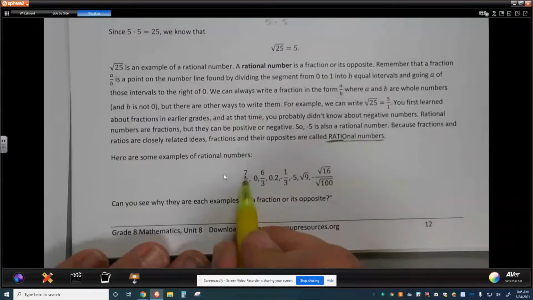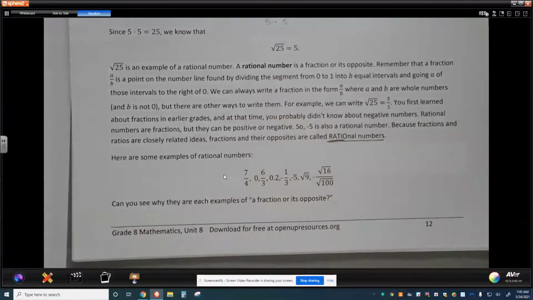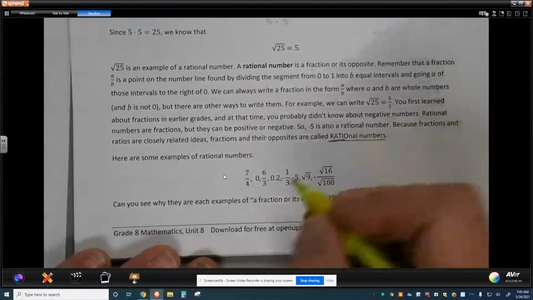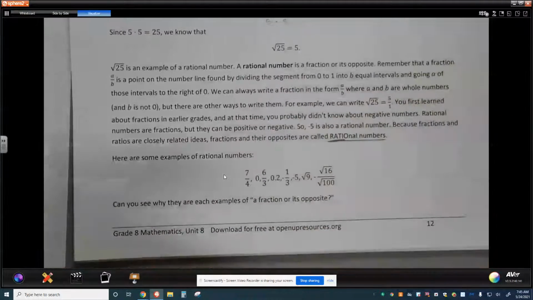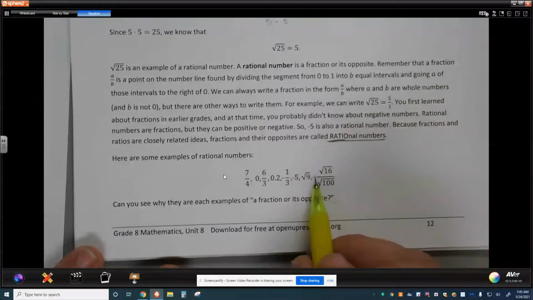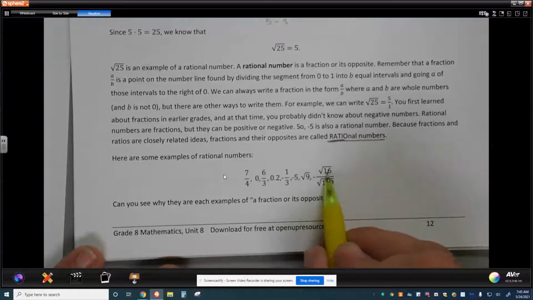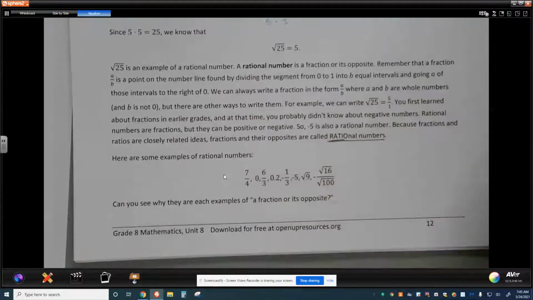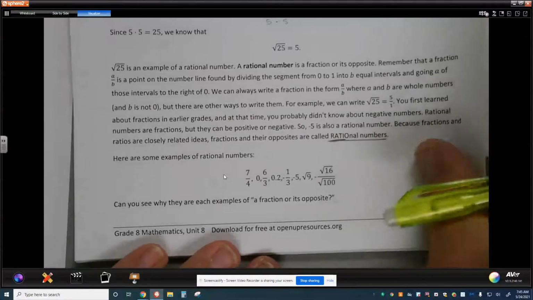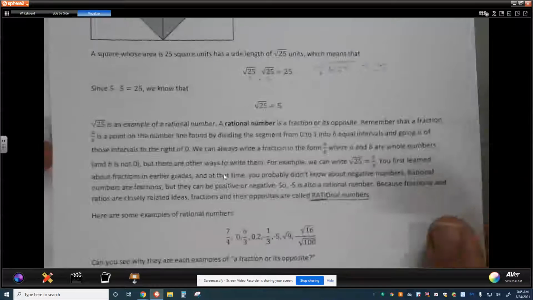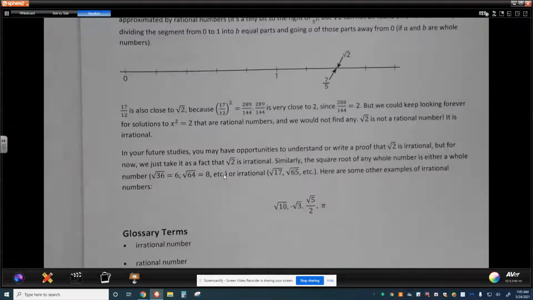We can think, okay, well, 7/4 is simply 7/4. 6 divided by 3 is 2. 2/10, the opposite meaning that it could be a positive value. This one might throw you off just a little bit, but the square root of 16 divided by the square root of 100 is going to be 4/10, which does break down to a smaller value. So the idea is that we can actually get a measurable, exact value. With an irrational number, we can't do that.